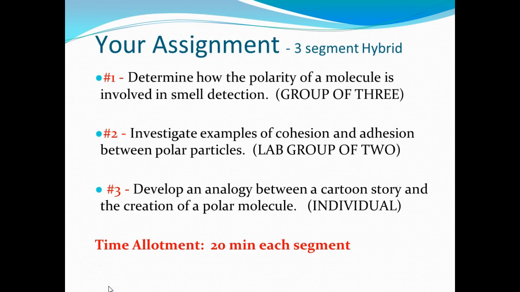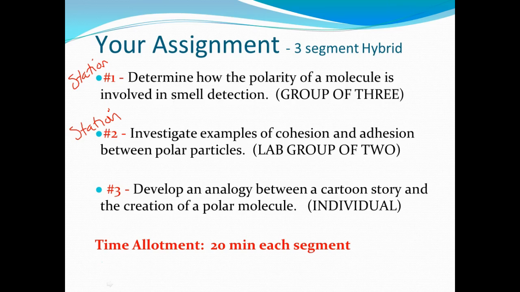So what are today's activities? We're going to do a 3-segment hybrid activity where you're going to rotate through stations. In station number 1, you will determine the polarity of a molecule involved in the detection of smell. How do we smell things? Why do we smell things? Why do things have a smell? That odor detection.